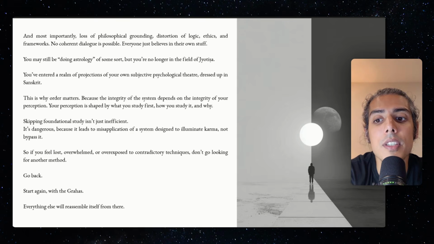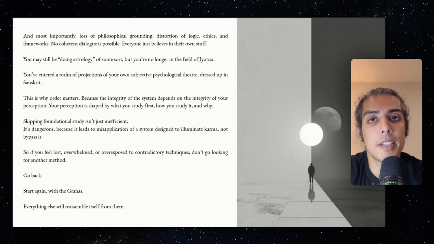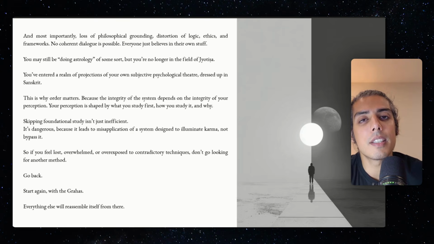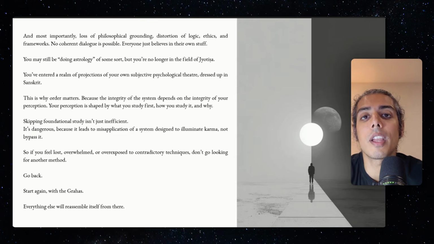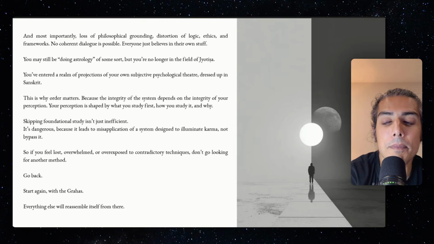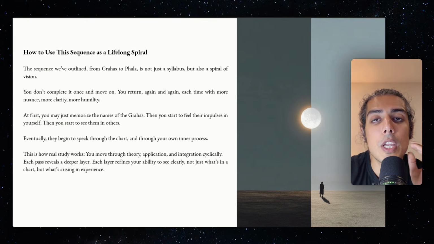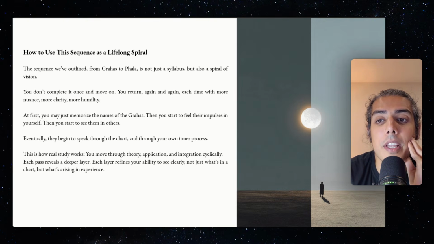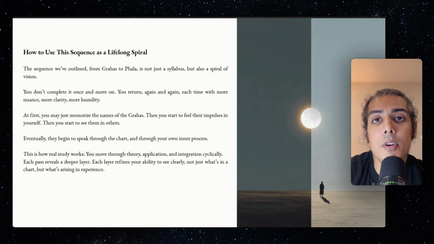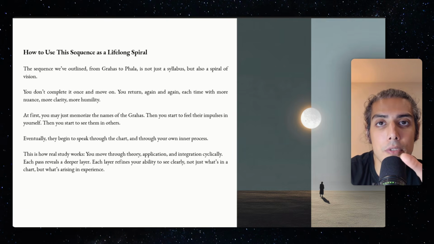Everything else will reassemble itself from there naturally. Progress from grahas, then rāśis, then bhāvas, and then Jyotish will start unlocking in a very healthy way. How to use this sequence as a lifelong spiral. So, the sequence we've outlined from grahas to phala is not just a syllabus, but a spiral of vision.